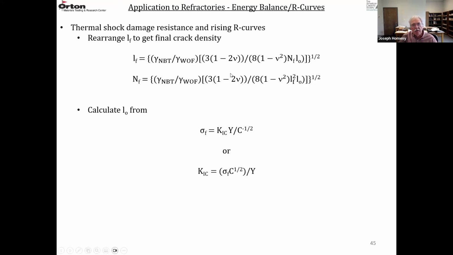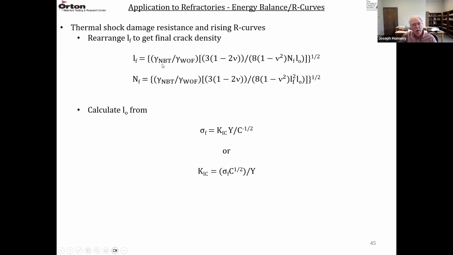And you can play around with these equations. You can take the equation for the final crack length and solve it for the crack density. These equations have an L0 in them, and you can calculate the crack length from a fracture toughness measurement when you measure K1C. And you can get a crack length, which is this L0.